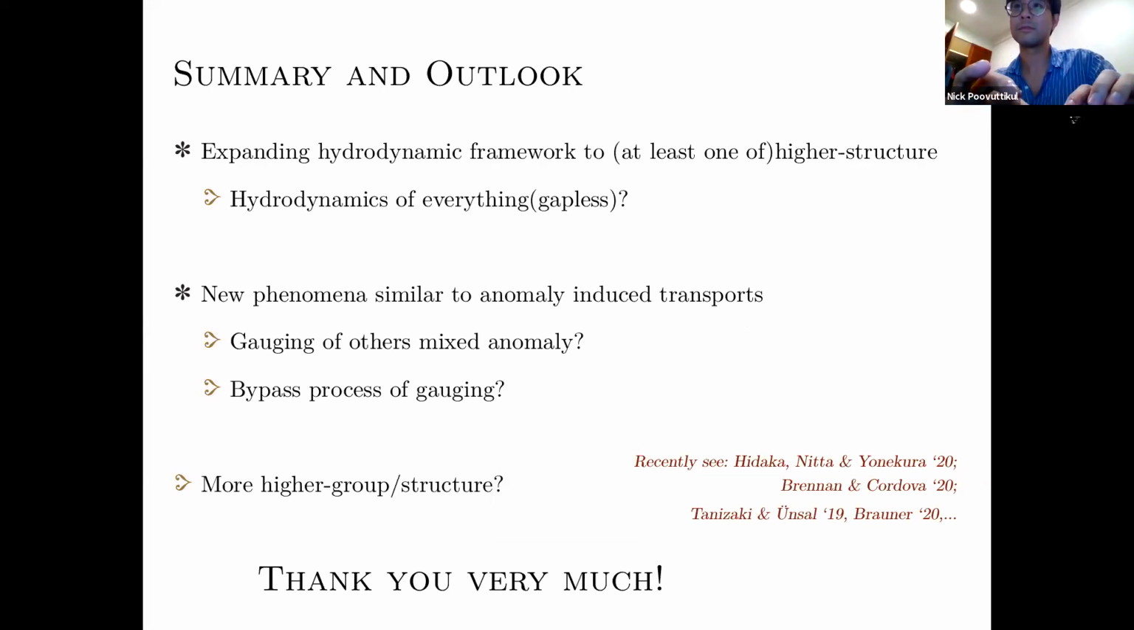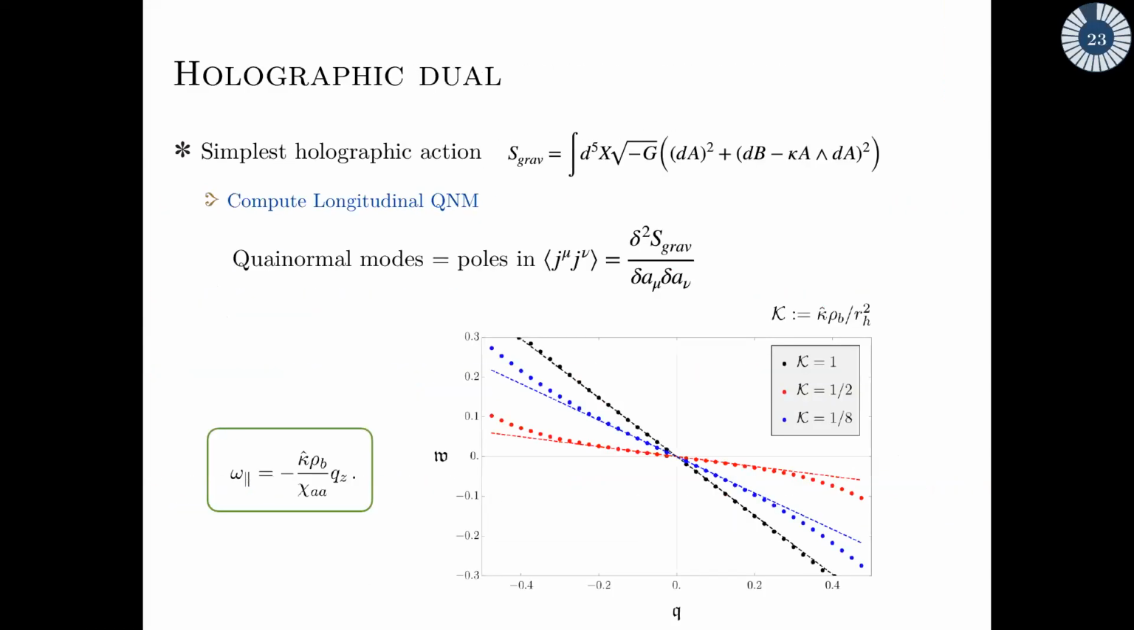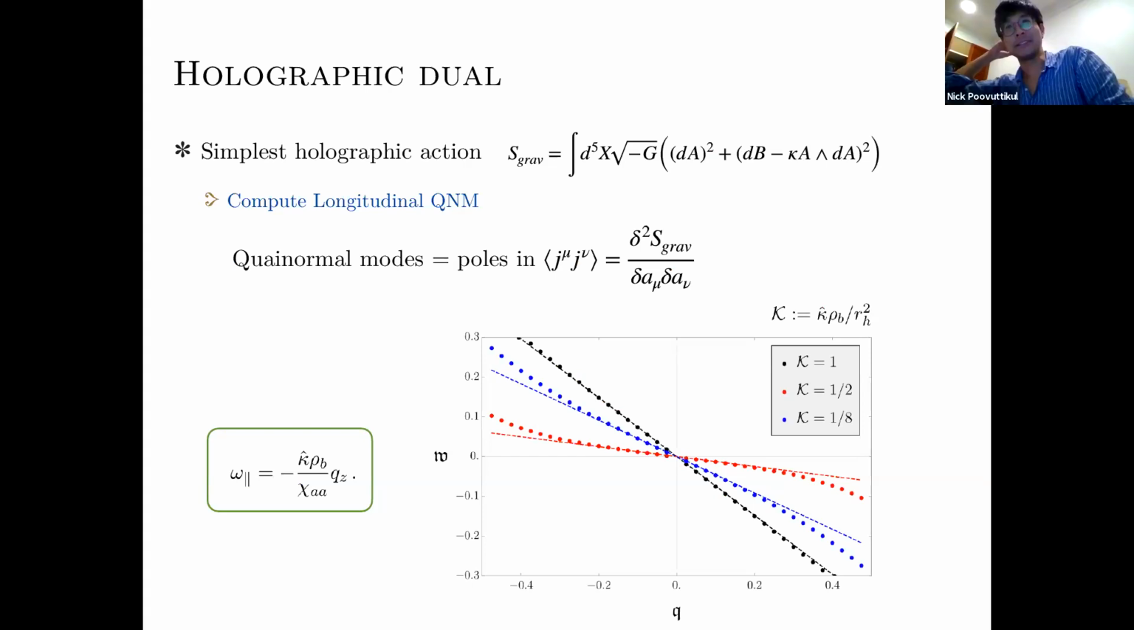So the quasi-normal mode that you showed us, that's of the gauge field itself. Okay, so now when you couple it to metric fluctuations, is that much harder to do? I mean, is the calculation much more involved? Yes, it's much more involved.